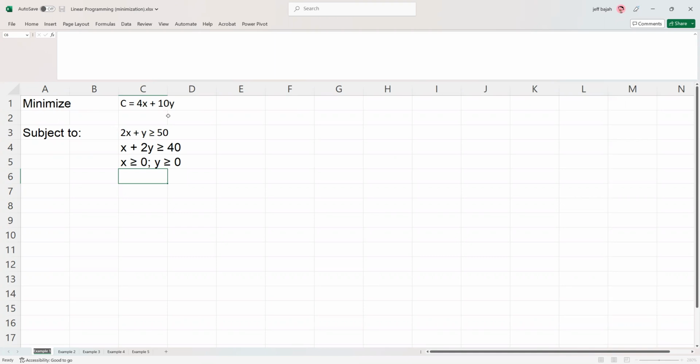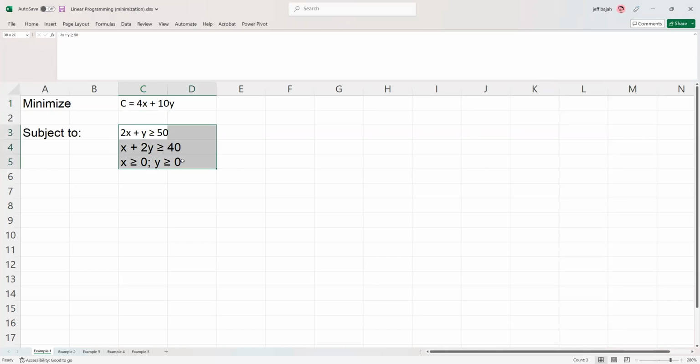So let's look at a simple example, right? We're told that this is a cost function: 4x plus 10y. And our constraints are 2x plus y is greater or equal to 50, and x plus 2y is greater or equal to 40. We can see both scenarios, x and y are greater or equal to 0. So that means our result will have to be positive.